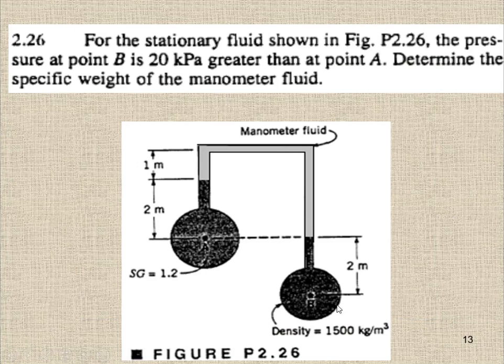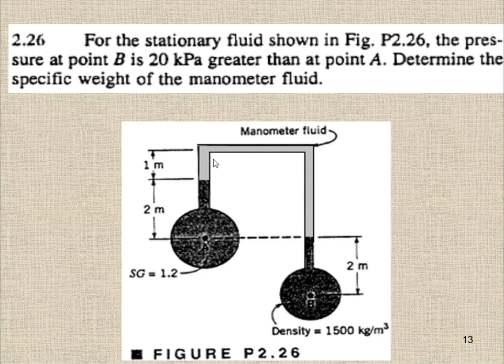So now let's move on to another problem, the inverted U-tube manometer, which basically measures the pressure difference between two pipes. For the stationary fluid shown in the figure, the pressure at point B is 20 kilopascal greater than point A. Okay, this is point A and this is point B. Determine the specific weight of the manometric fluid. So we have to find the specific weight of this manometric fluid, which is in the gray color.